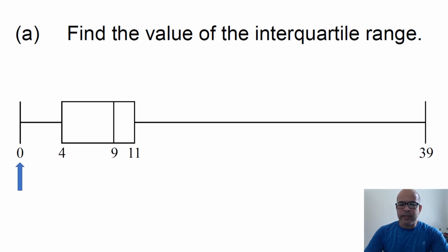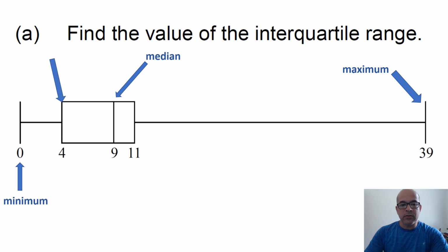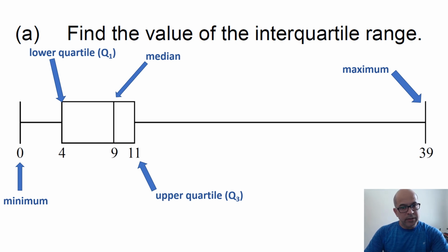We also need to identify that we have the minimum value of 0 in this case, a maximum value of 39. The median value is 9, and we have the quartiles, lower quartile and upper quartile. In fact, to find the interquartile range, we just need the upper and lower quartiles.